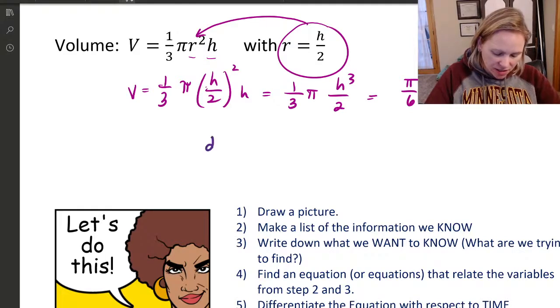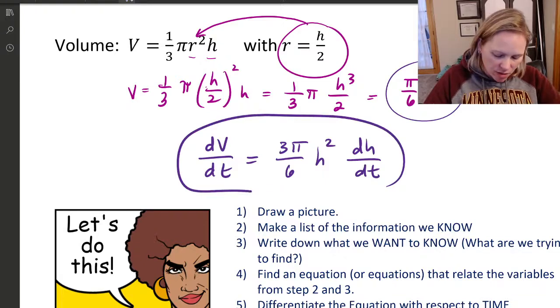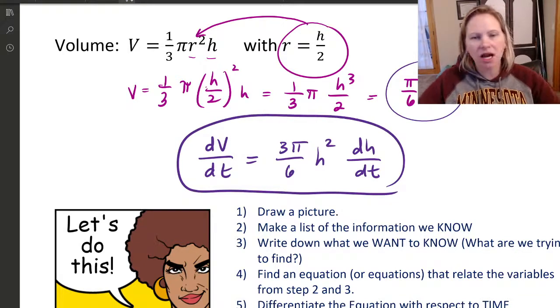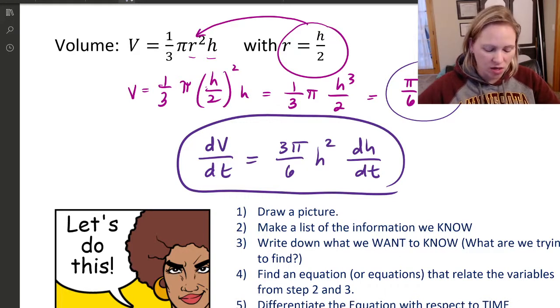So it'll look like this. dV/dt equals, now the derivative of this, I would multiply by 3. I'd get 3 pi over 6, which will reduce to pi over 2, h squared dh/dt. So I'm going to stop there. I'm not going to simplify any further, but that would be how I would differentiate this equation with respect to time, especially if I'm given a variable in terms of one of the other variables. It makes it easier on myself.